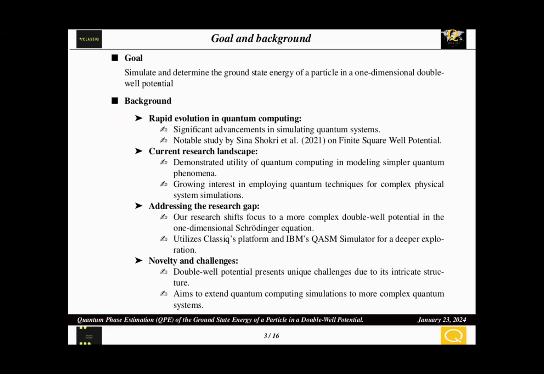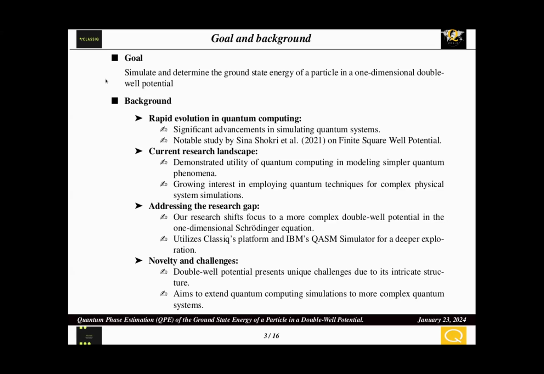So the goal of this work was to simulate and determine the ground state energy of a particle in a one-dimensional potential. What can be said is that technology advancements have facilitated more precise simulation of quantum computers, and the release of software like Qiskit and Classiq provided researchers with a pivotal tool for quantum computing research, enabling algorithm execution on quantum computers. Since then, significant advancements in simulating quantum systems have been made.